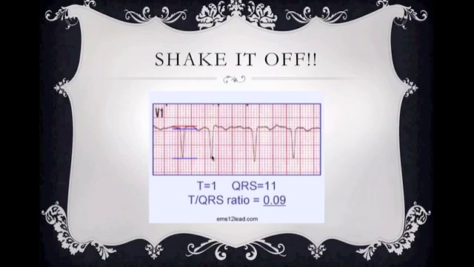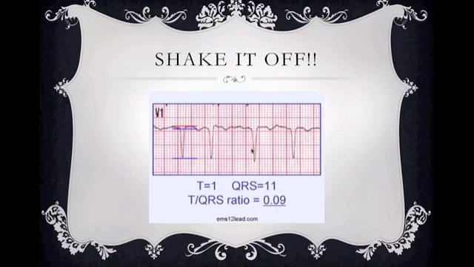Now looking at this in V1, this is not an S wave. This is a QS wave, right? Or you can just say this is a Q wave. This is a big, huge Q. So when we look at this, we're going to say that this is some ST segment elevation of only 1 millimeter. Then we have our QRS duration of 11. We divide that, we get 0.09. It's not greater than 0.36.